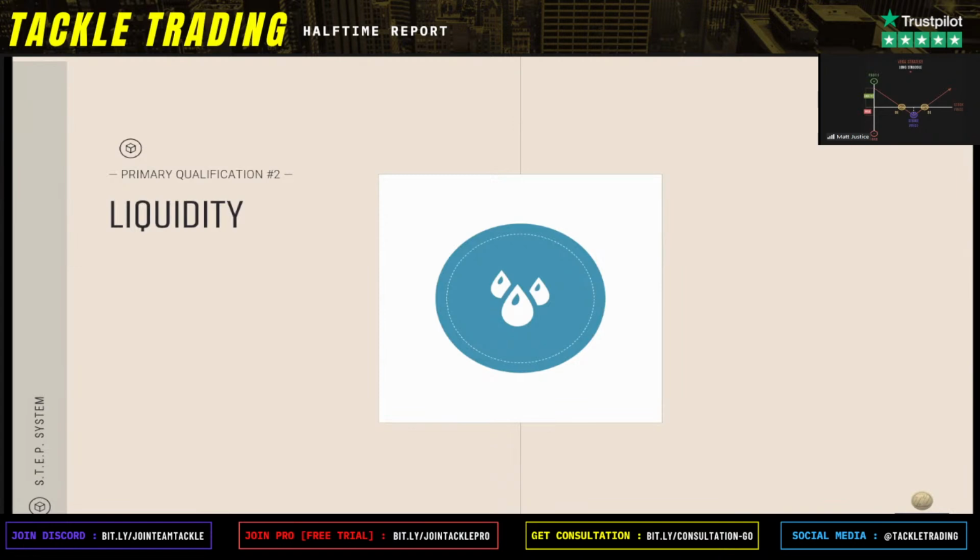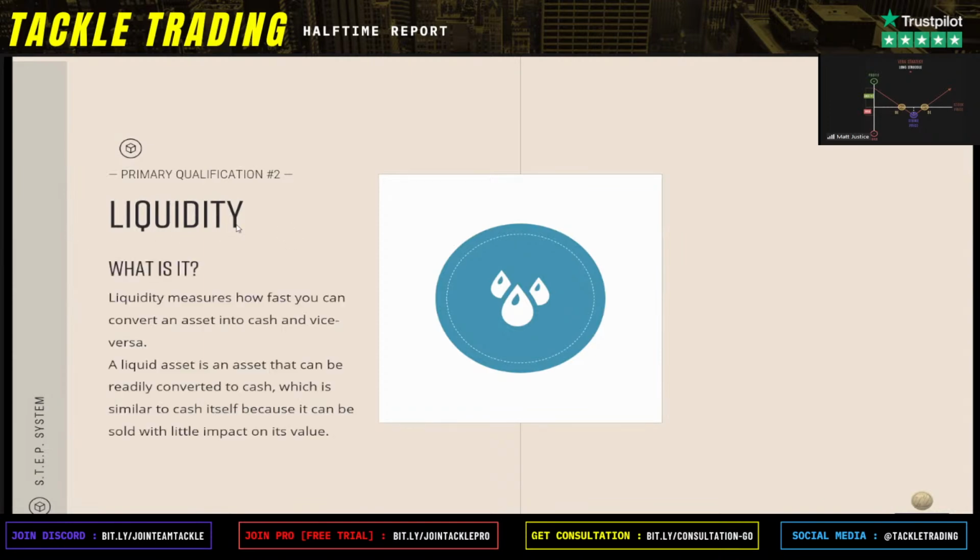Now, liquidity. Liquidity in general is an important conversation for traders. They want to get in and out of the market as fast as they can, and they need liquidity to be able to do that. Liquidity is basically the measure of how fast you can convert an asset into cash and vice versa. How fast can you get in? How fast can you get out? Really as simple as that.